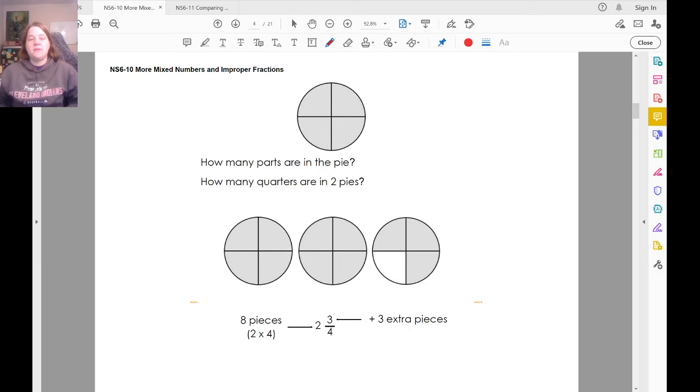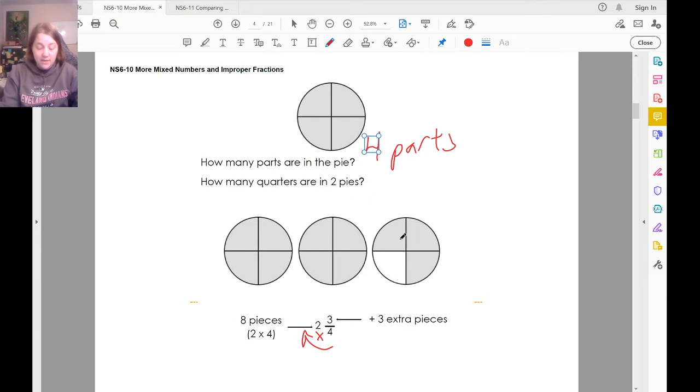So we have this pie here. They've moved from pizzas to pies. You think about whatever makes your heart happy. How many parts are in this pie? Well, in this pie, there are 4 parts. You can see the 4 parts. How many quarters, which is the same thing as saying a fourth, are in 2 pies? So in 2 entire pies, 2 times 4 is going to be 8.